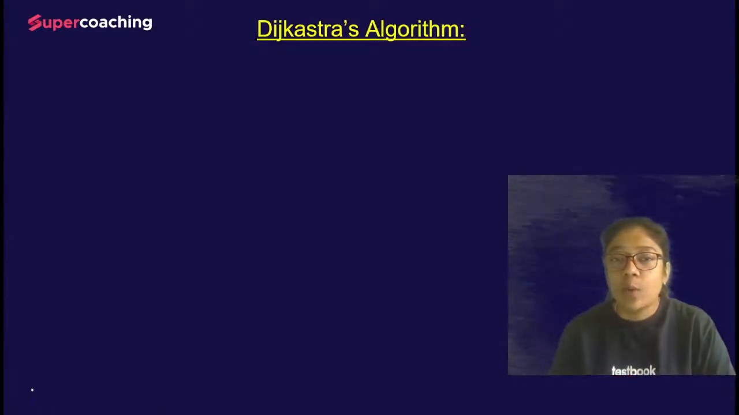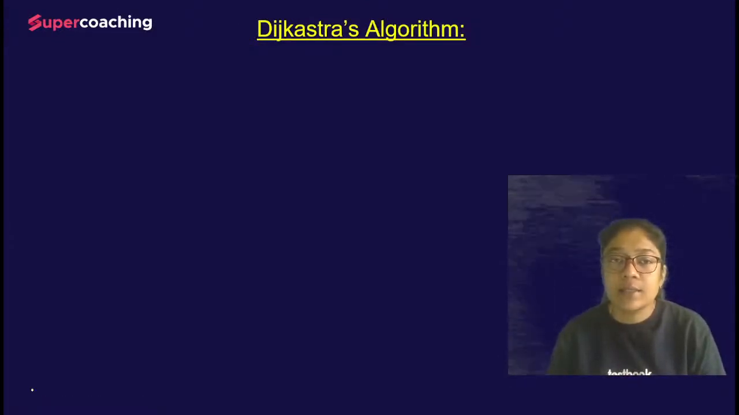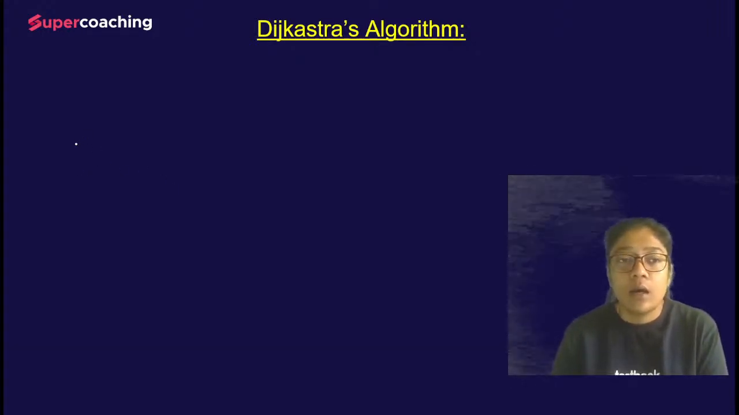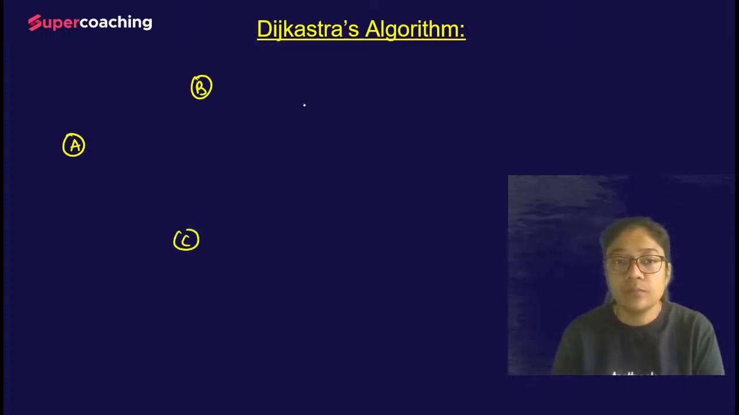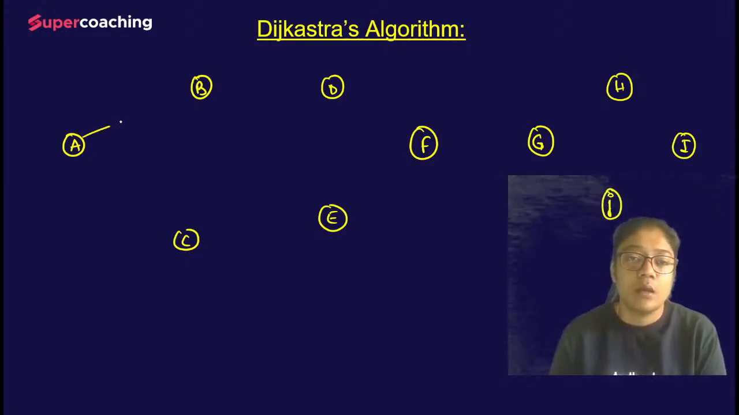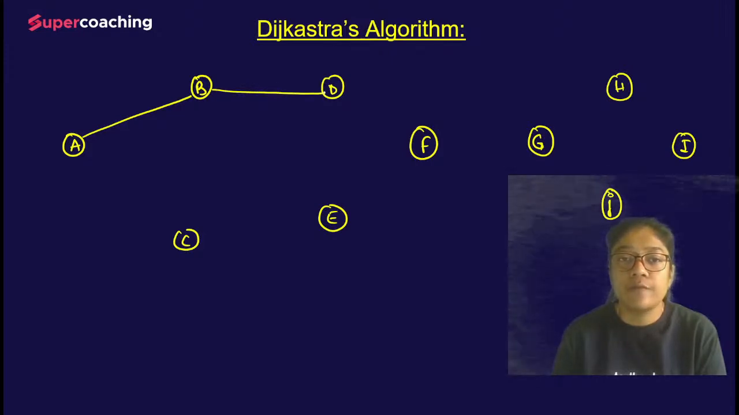Now let us consider one example for better understanding, under what scenario we can find the shortest path. There is some graph: A, B, C, D, E, F, G, H, I, and J. This is the given graph.